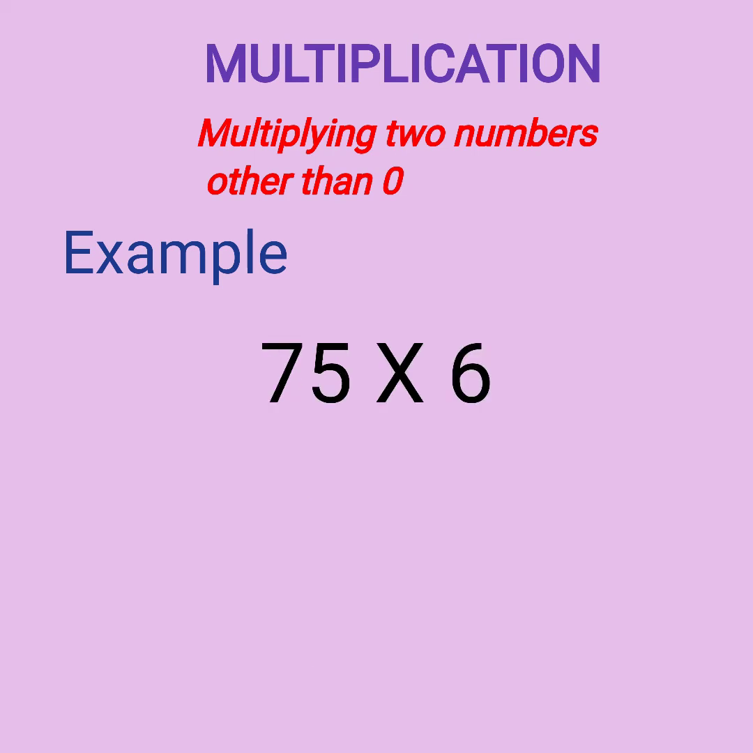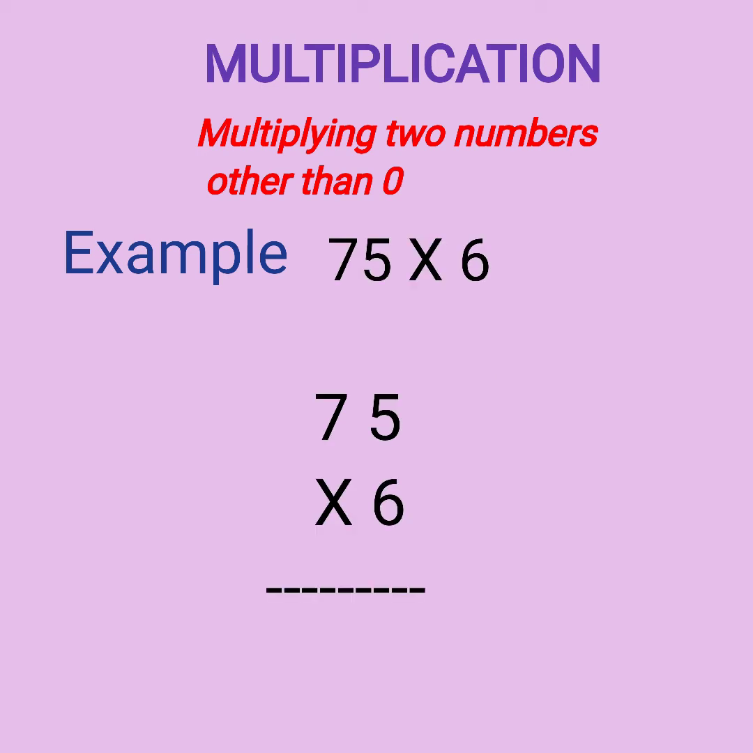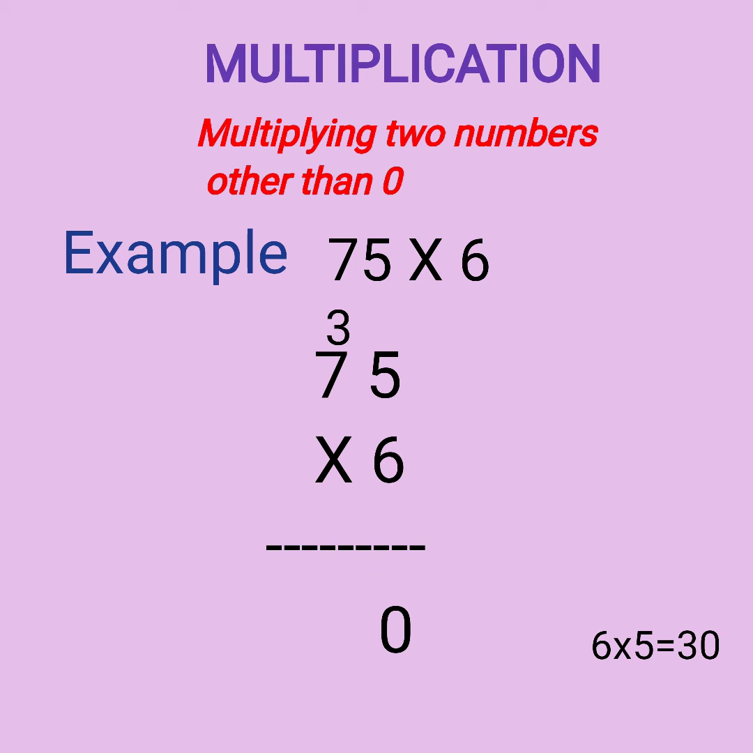In the next example, first we will write the sum in the proper format. We will read the table of 6, 5 times. It will give 30. 0 will be written at the ones place of the answer and 3 will be carried over to the tens place of the question. Reading the table of 6, 7 times gives 42. 3 will be added to 42, so it becomes 45. The final answer is 450.